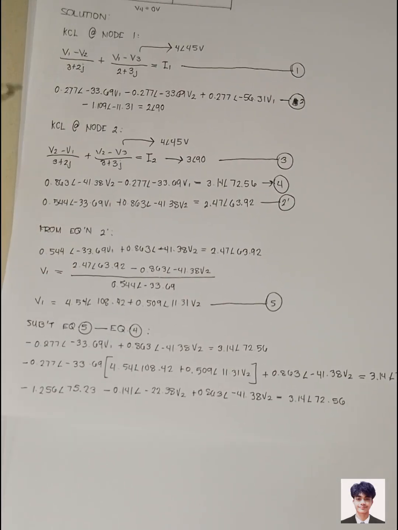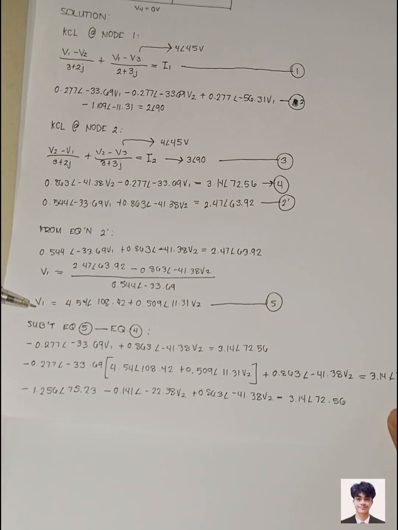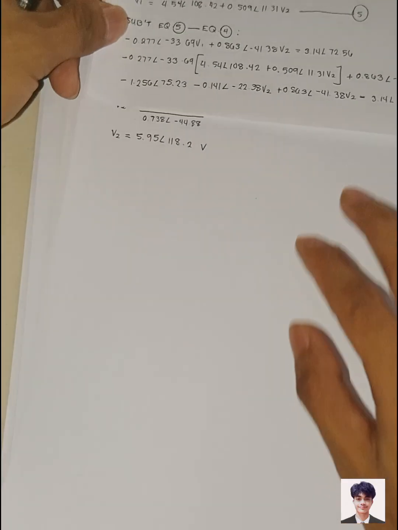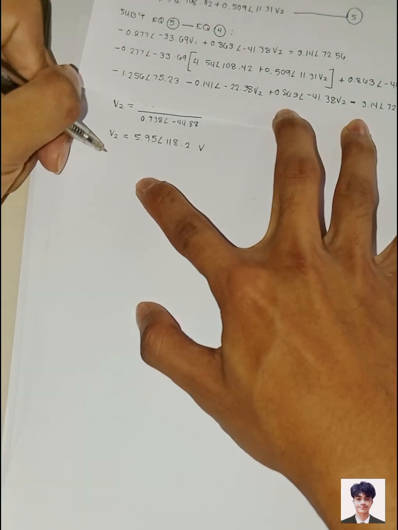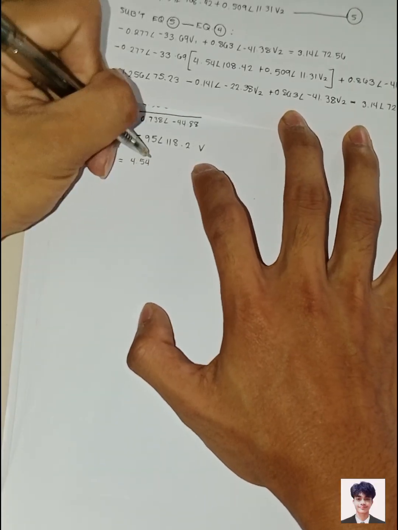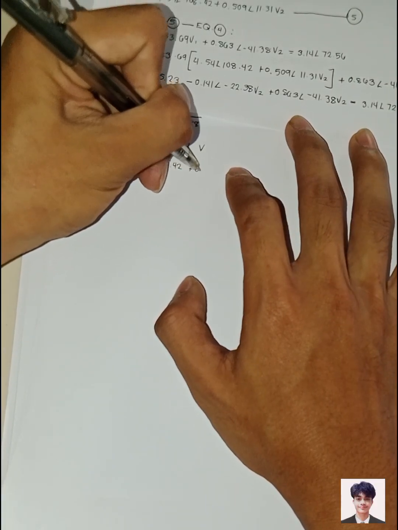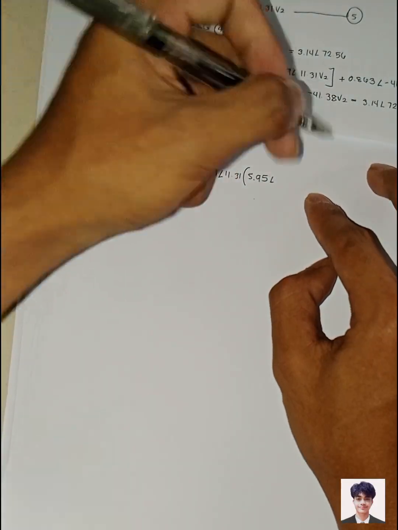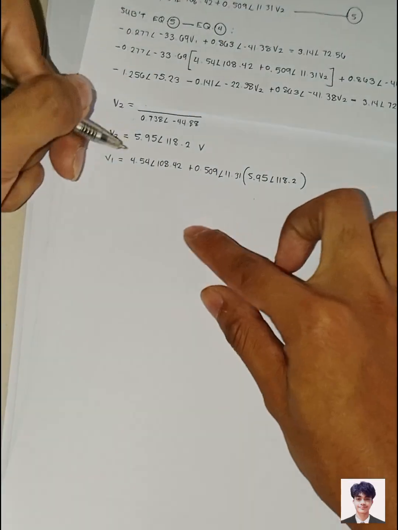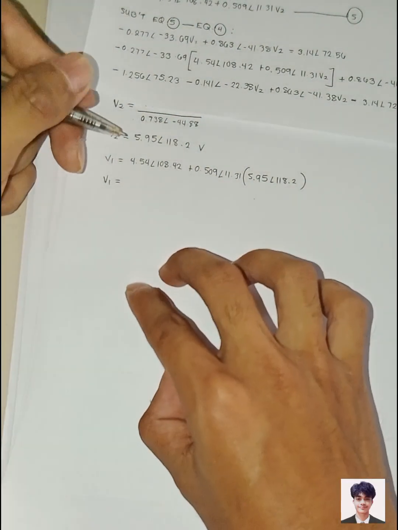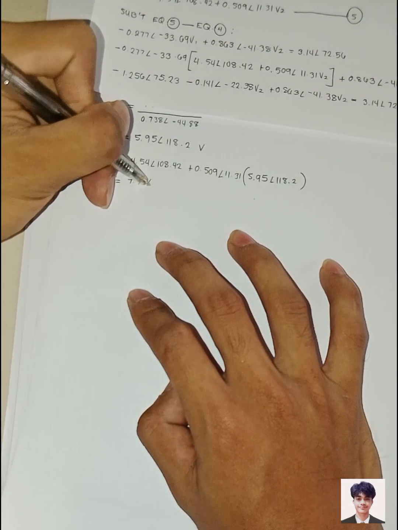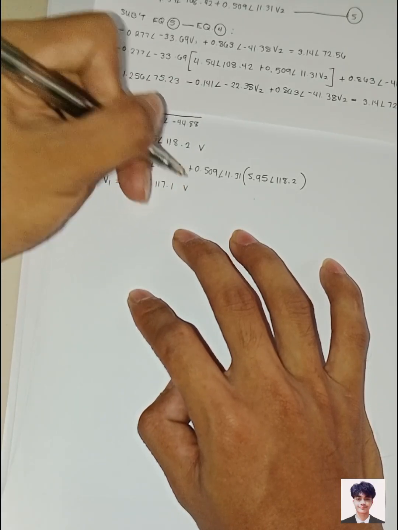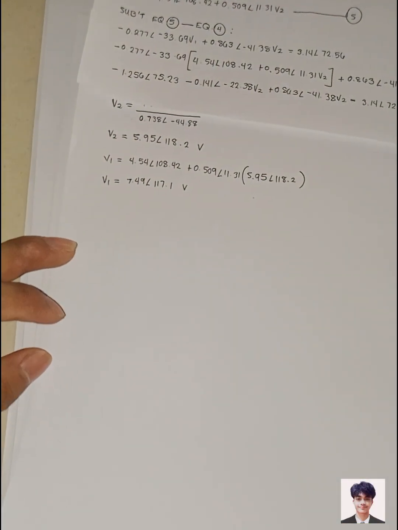Now to solve for our V1, we are just going to look at our recent equations. Here we can use equation 5. We just substitute the value of V2, and the value for V1 is 7.49 angle of 117.1 volts. So here we're almost done.